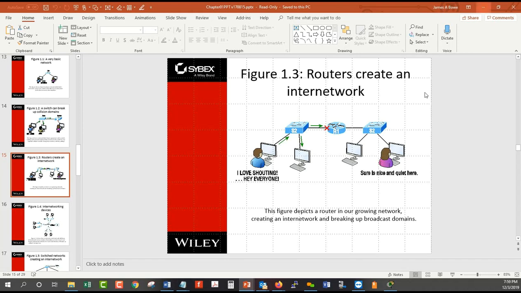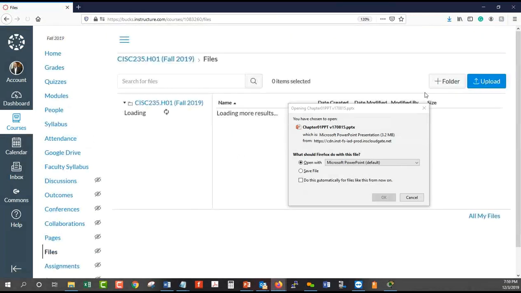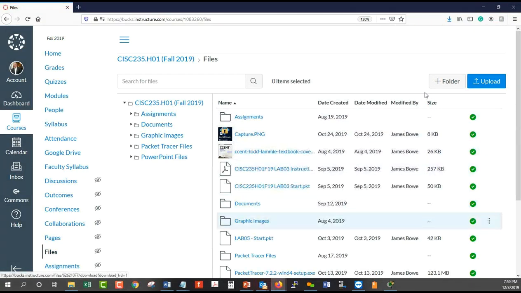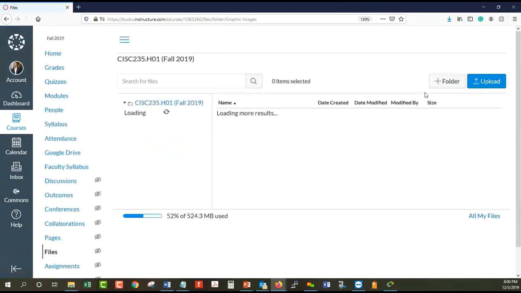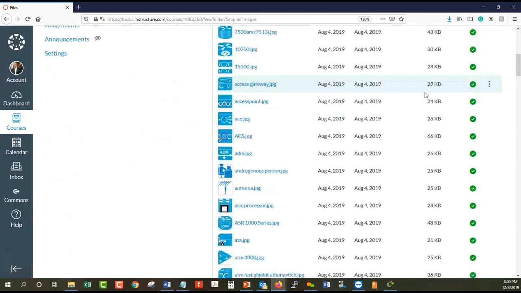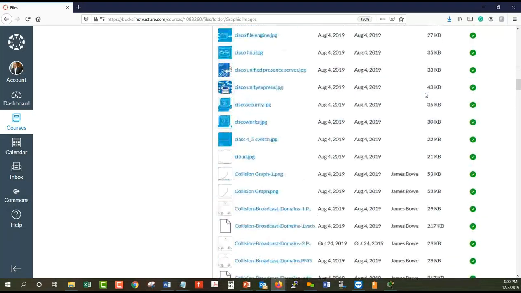So shall I then bring up, let's test you out and let's see how we do here. Let's do files. Close this down. Graphic images. And scroll on down here.